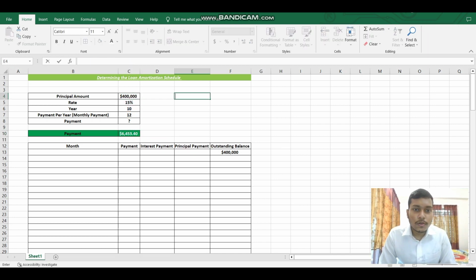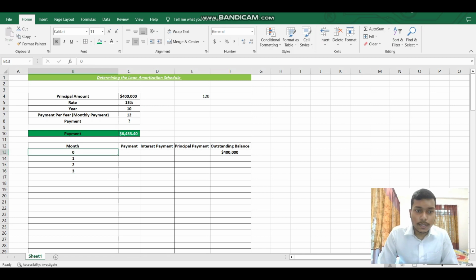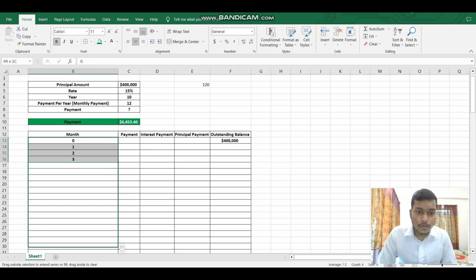If you want to know how many months are going to be included in our schedule, at first put an equal sign, then select year, then multiply it by monthly payments. So we're going to include 120 months. So at first I put 0, then 1, then 2, then 3, then take it up to 120.